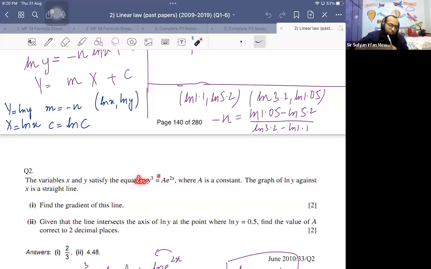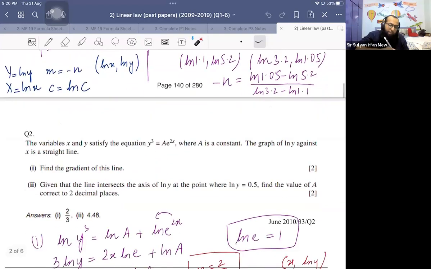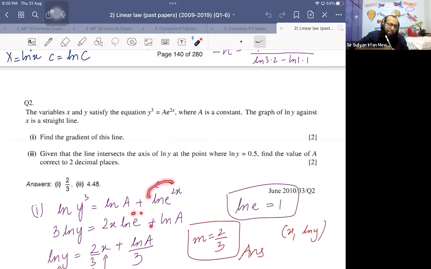So look, ln y cube is equal to, now when ln is applied over here, we are splitting it using the product law. ln a plus ln e power 2x. Then 2x will shift to the front. So 3 ln y is equal to ln a plus 2x ln e. Then we know that ln e equals 1. So ln e is 1, so it will go away. Over here, we will be left with 2x, and over here, we will be left with ln a.